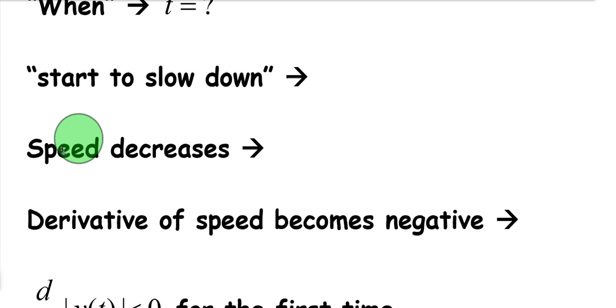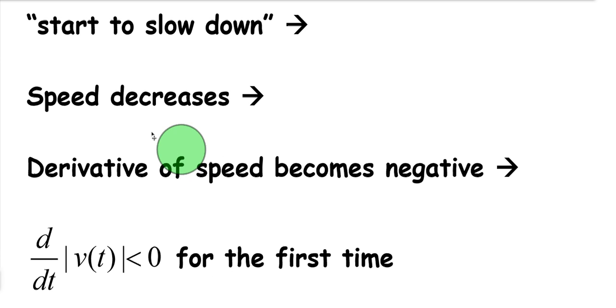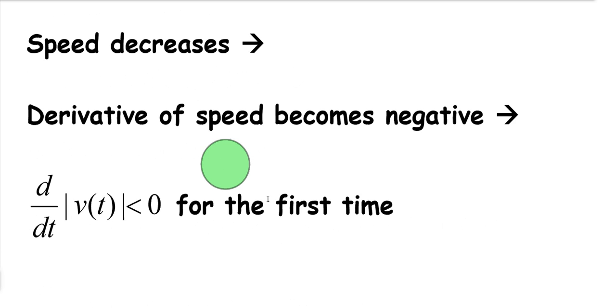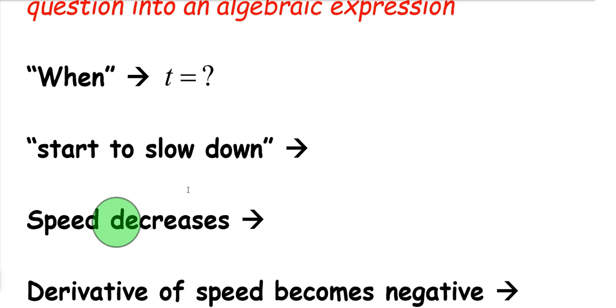Whenever something starts to slow down is when its speed decreases. So for me, the easiest way to figure this out is to find the speed equation and then take the derivative and see when that is less than 0. So d/dt of the absolute value of velocity is less than 0 for the first time. That will tell us when it starts to slow down. And remember, the absolute value of velocity is speed, so that's why it's like that.